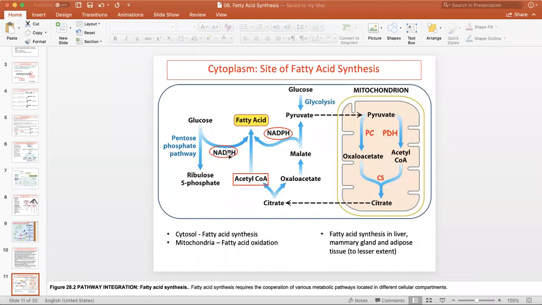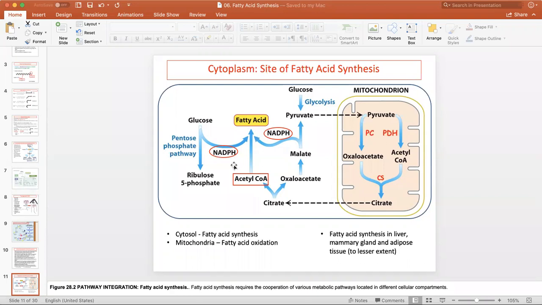Now, if you go into more detail, where do we get the NADPH from? We mainly get the NADPH from your pentose phosphate pathway. The other one is your conversion of malate to pyruvate. We make some NADPH and this NADPH is used in your fatty acid synthesis pathway. So again, citrate is shifted outside. Citrate is broken down into acetyl-CoA and oxaloacetate. Acetyl-CoA is your precursor for fatty acid synthesis. You get the energy from NADPH and ATP.